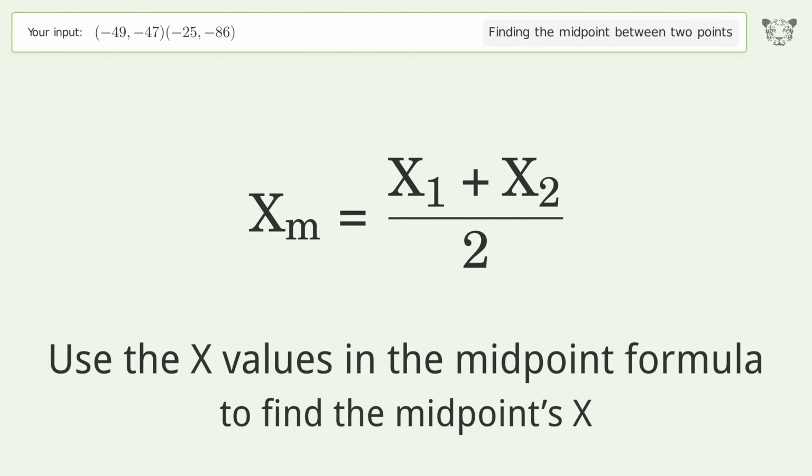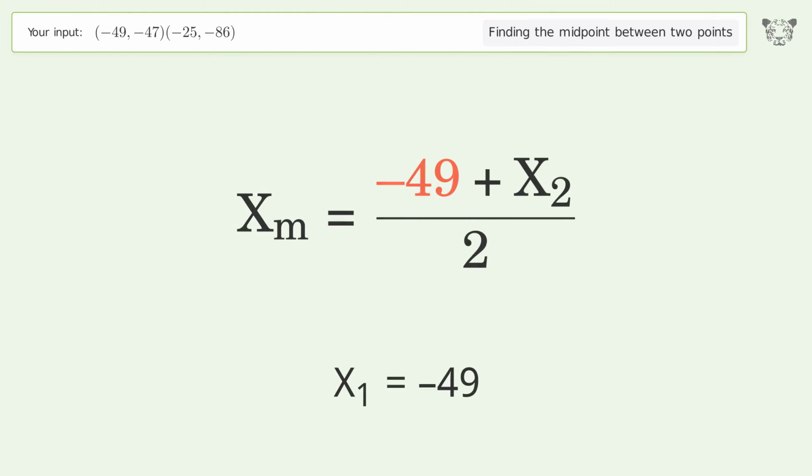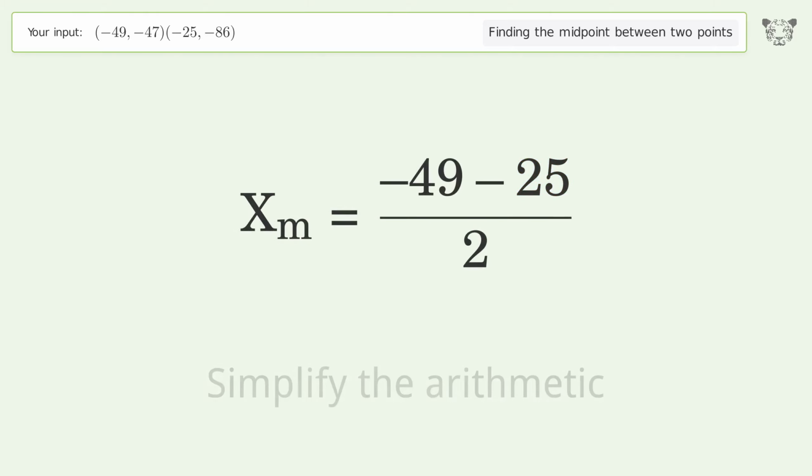Use the x values in the midpoint formula to find the midpoint's x. x1 equals -49. x2 equals -25. Simplify the arithmetic.